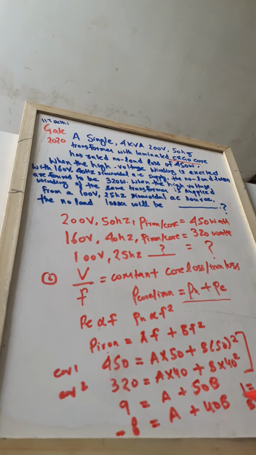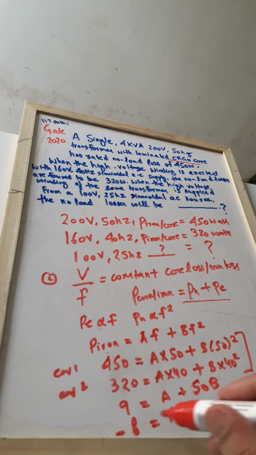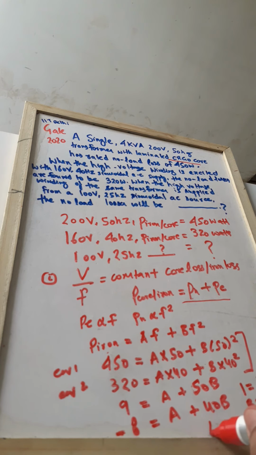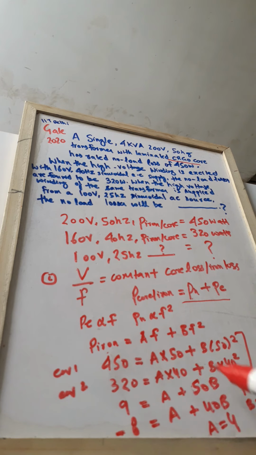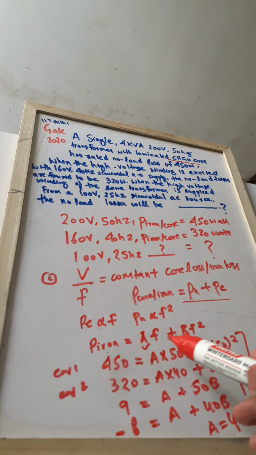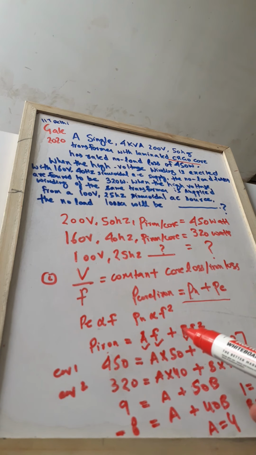If I keep the value of b here, 1 by 10, this is 4 and here it is 8, so a is equal to 8 minus 4, so I will get the value of a as 4. So b is equal to 1 by 10 and a is equal to 4. Now what I want, same equation, P iron: I have the value of a, I have the value of b. Only thing is that the frequency value I have to substitute.